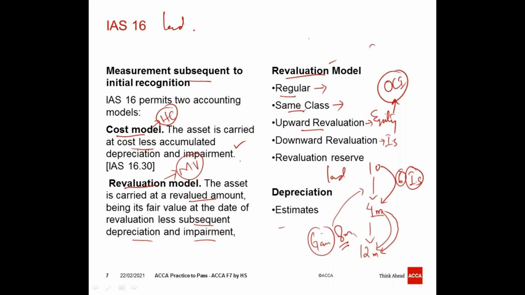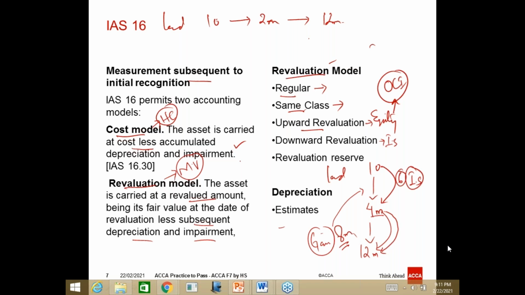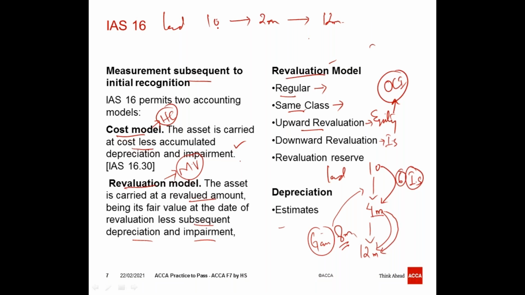Suppose there is a land having a value of 10 million, this will go to 2 million first, and after some time it will go to 12 million. All of you are required to make the accounting entry for this. So first, there is a loss of 8 million from 10 million to 2 million. So the accounting entry will be income statement debit or SOPL debit by 8 million and land credit by 8 million.